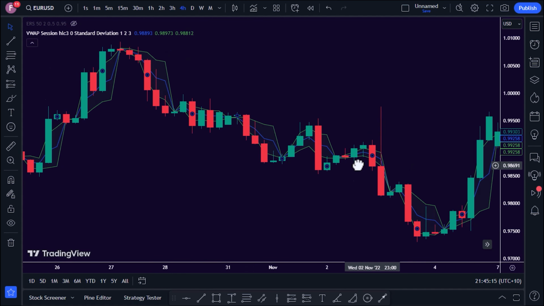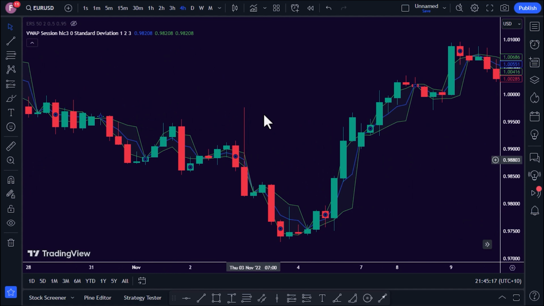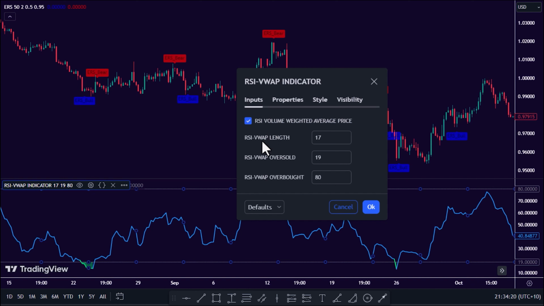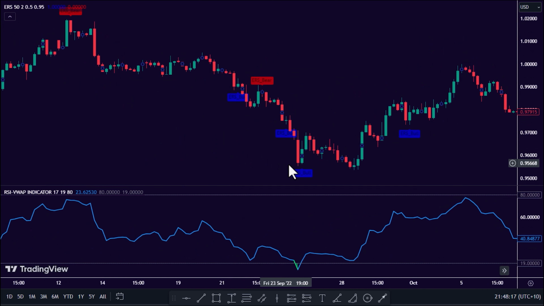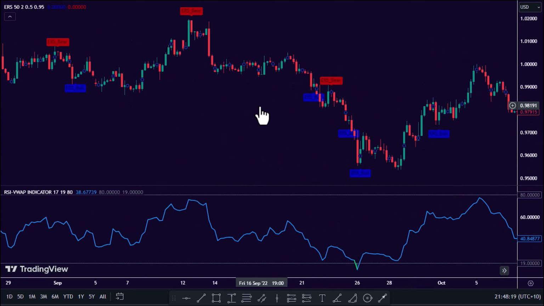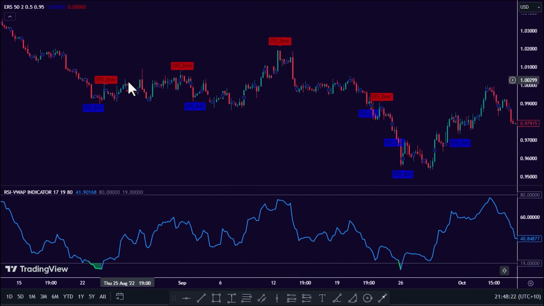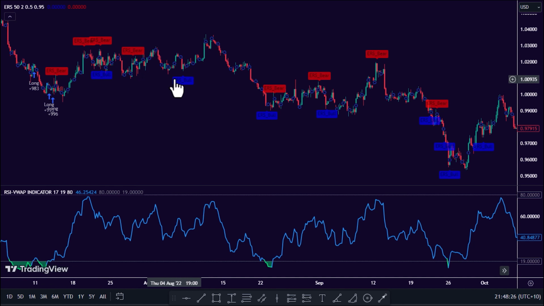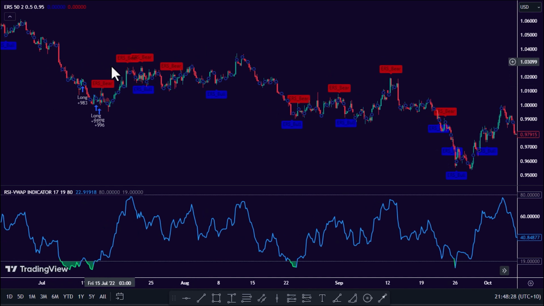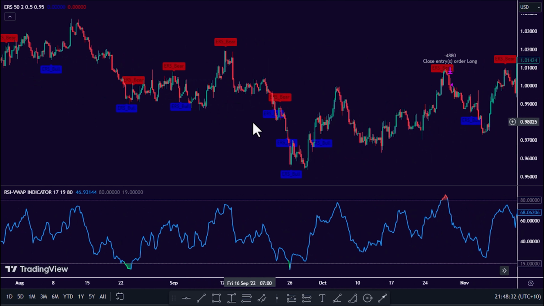VWAP is calculated by adding up the dollars traded for every transaction, price multiplied by the number of shares traded, and dividing by the total shares traded. That is volume. What is the extreme reversal setup price action? The extreme reversal setup price action involves identifying price action patterns that indicate a potential reversal. These patterns often emerge when an asset becomes overbought or oversold, providing traders with opportunities to capitalize on the imminent change in direction.